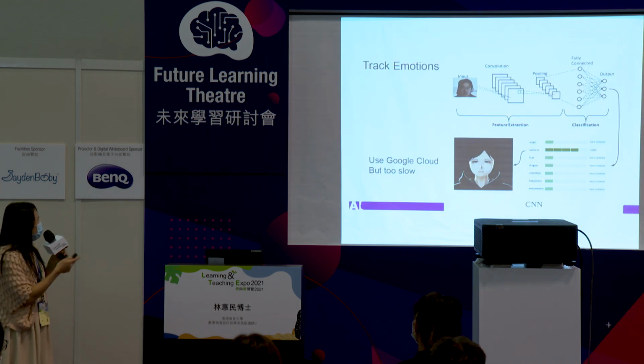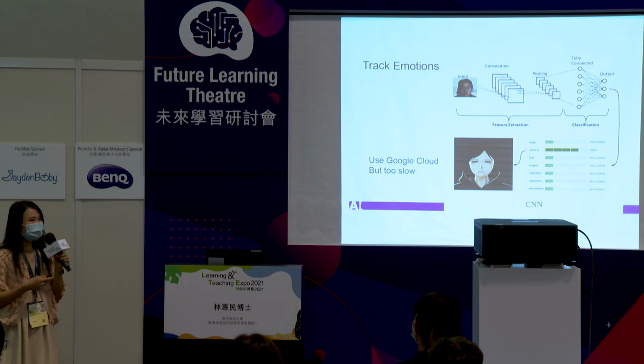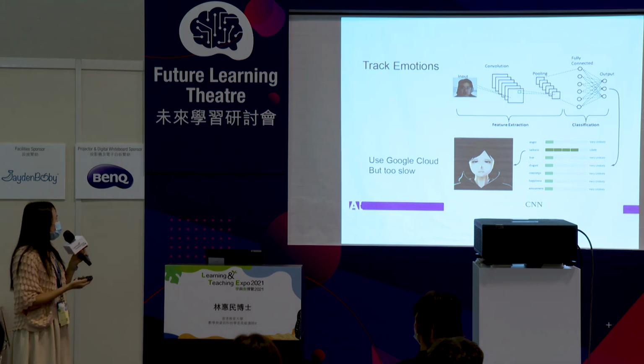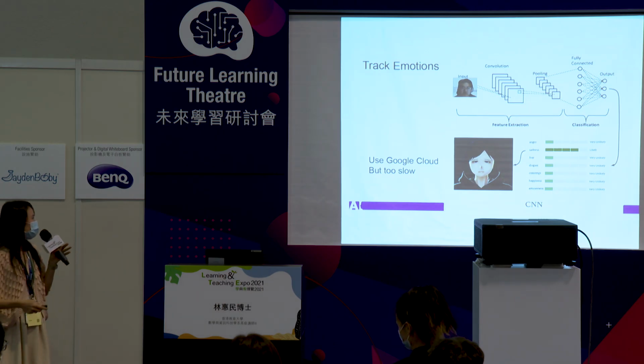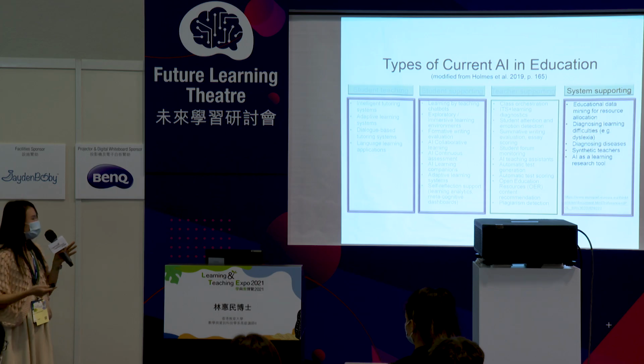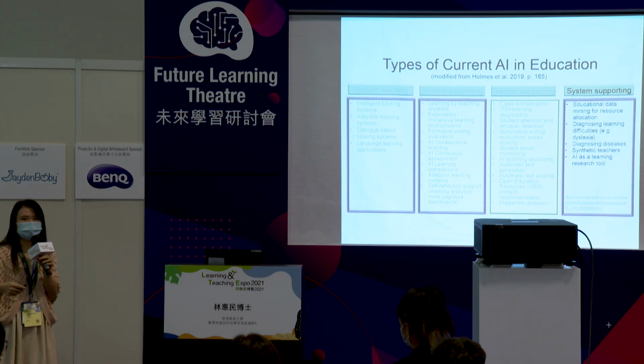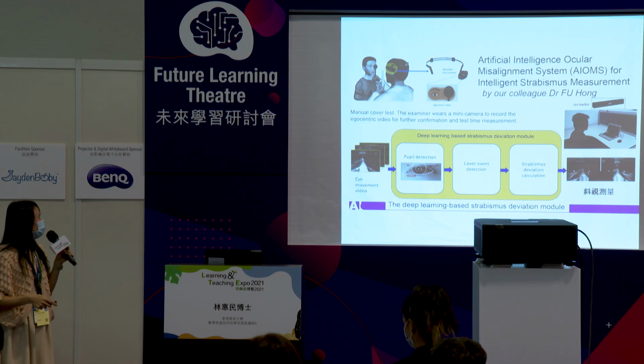So tracking emotion is like that, corresponding to different things. And it has limitations as well, because if you use a cloud service, maybe it's quite slow sometimes. And the number of layers that you need to use should be reduced if you want to speed up.